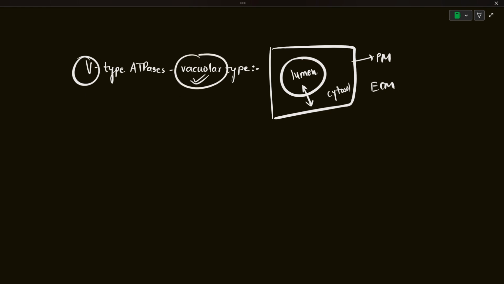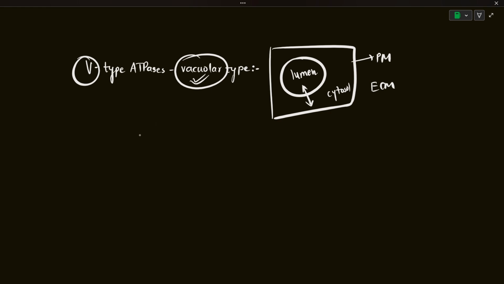Even though the V means vacuolar here, they are not necessarily associated only with vacuoles. This simply means that they are present on the membranes found inside the cell, which compartmentalize the cytosol and the lumen separately. I hope this is clear to you all, because this is very important: they create two separate environments inside the cell. The cytosol will be a different environment, and the lumen part will be a different environment.